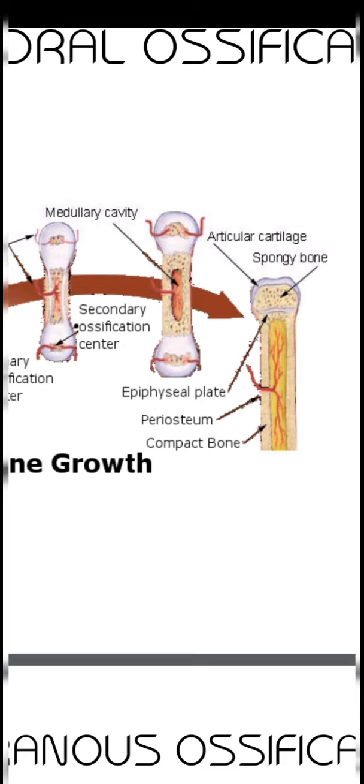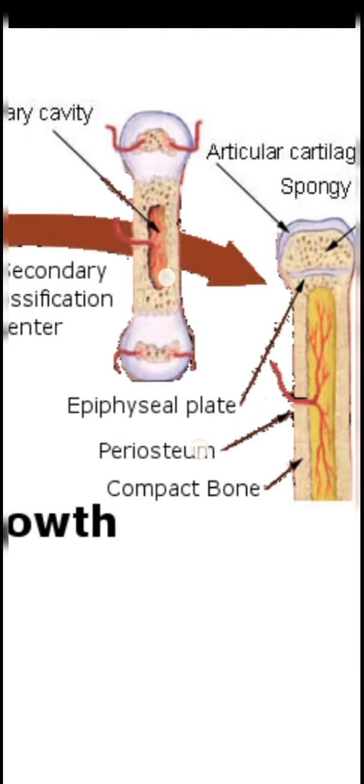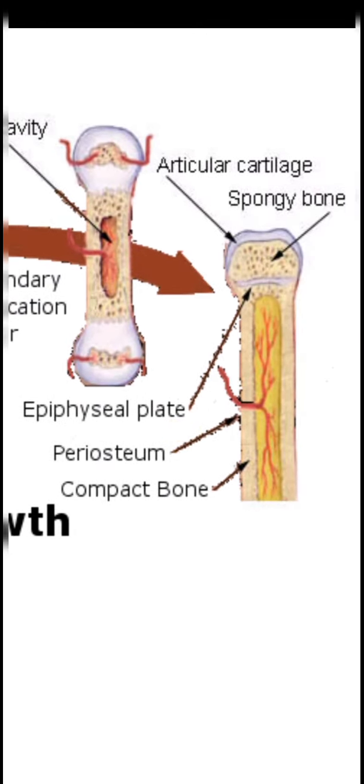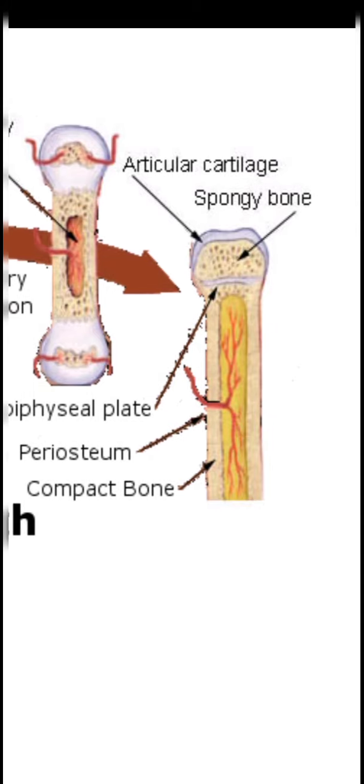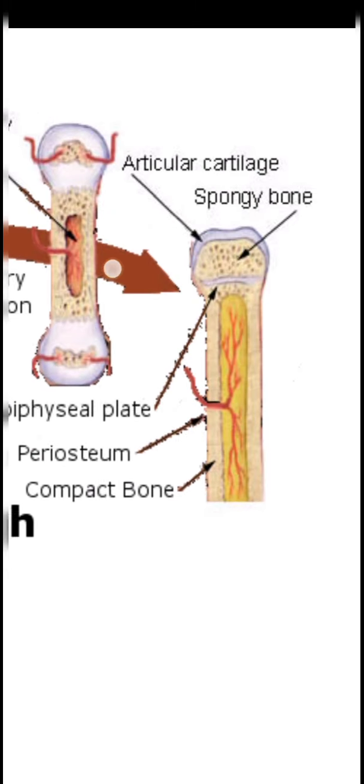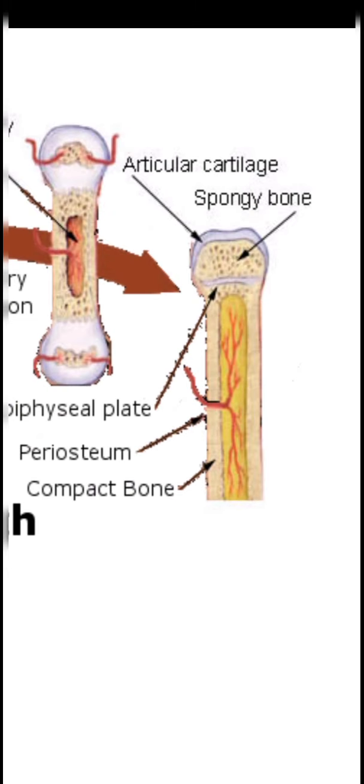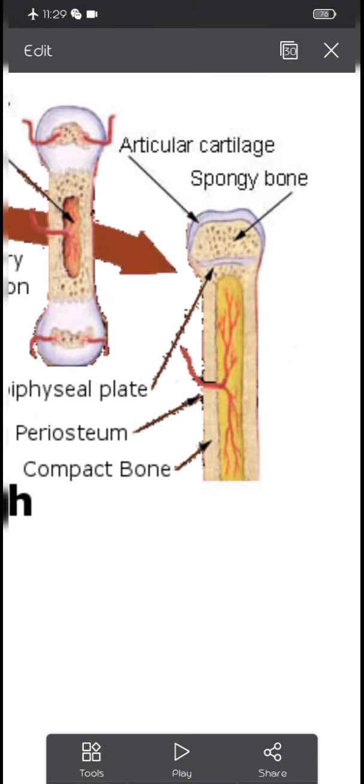Okay, so the place where the secondary ossification center is located is known as epiphyseal plate. From this center the length of the bone is increased in children. From the corner the bone is covered by cartilage, that is articular cartilage. It is going to be used in forming a joint.